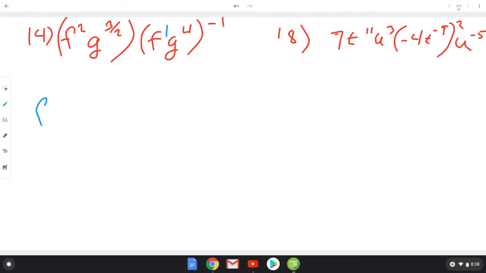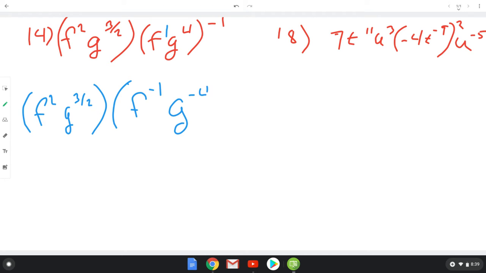So the first parenthesis is going to stay the same for now. And then in the second parenthesis, we now have 1 times -1. So we have f to the -1. And then 4 times -1 is -4. So we have g to the -4.